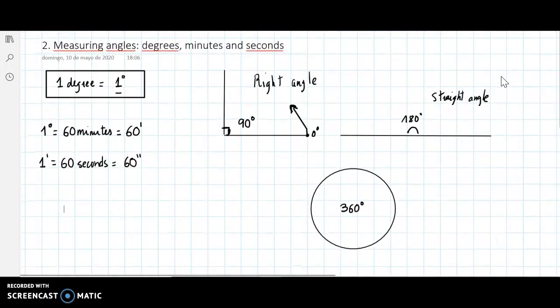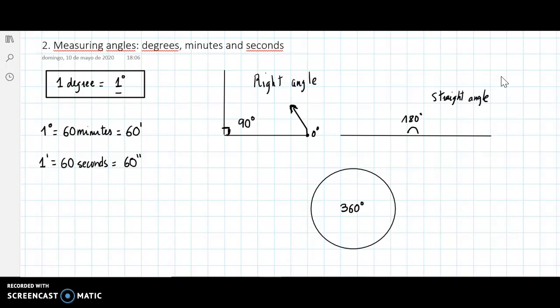Hello, how are you? In this video, we are going to see how to measure angles. The unit that we use to measure angles is the degree. And 1 degree can be divided into 60 minutes, and 1 minute can be divided into 60 seconds.